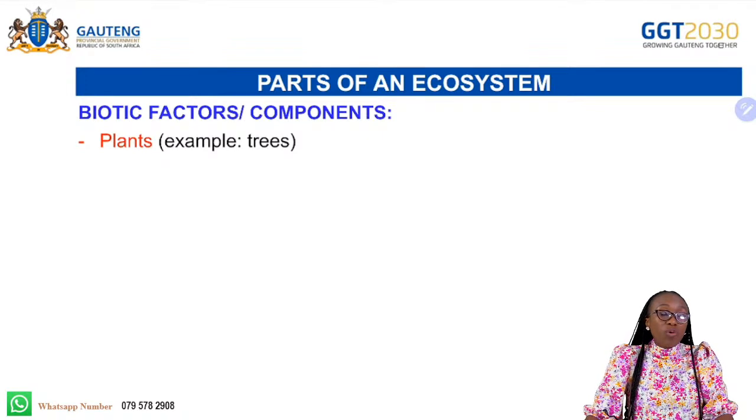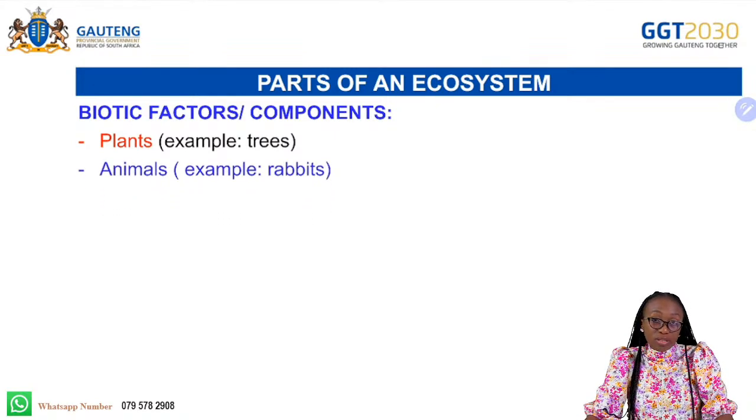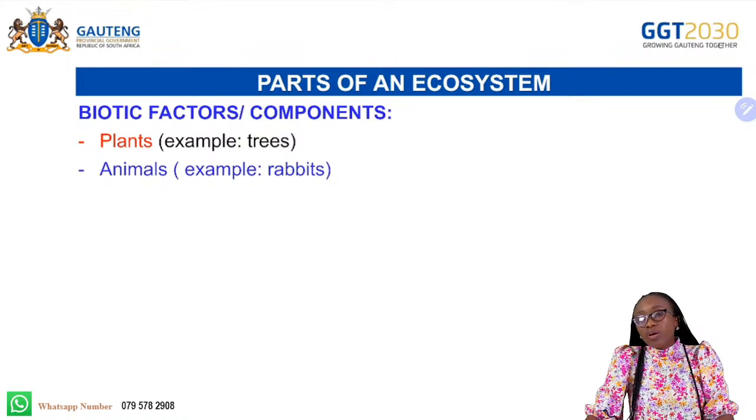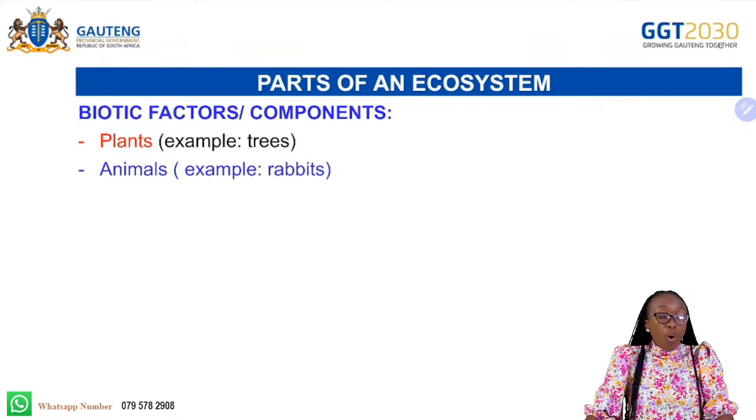These are part of the biotic components in an ecosystem. Another part is animals. Examples are rabbits, lions, cows, goats, chickens. All these fall under animals. And then there's people: you, me, your friend, your teacher. We make up the living parts of an ecosystem.